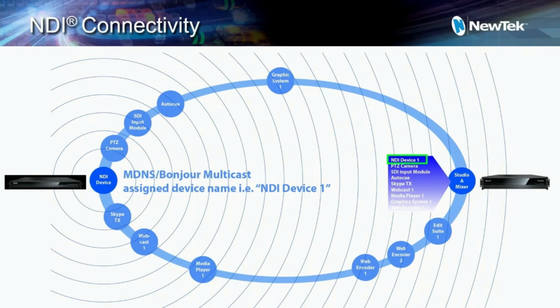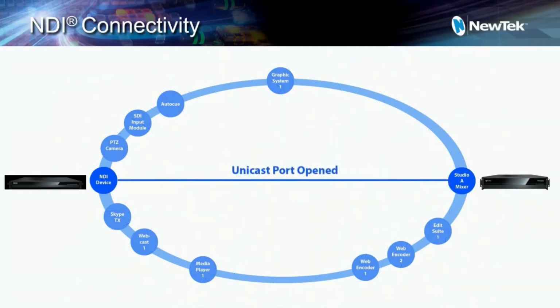And now the user goes in and selects off that list. They say, I want to use this source, right? They pick it off the list. When you do that, NDI will by default form a unicast type network connection, and data will start to flow across that connection.